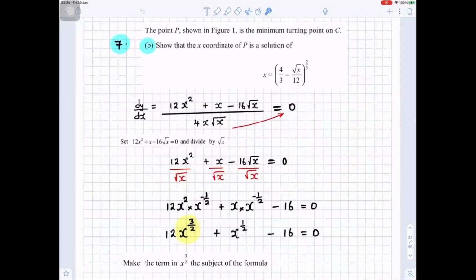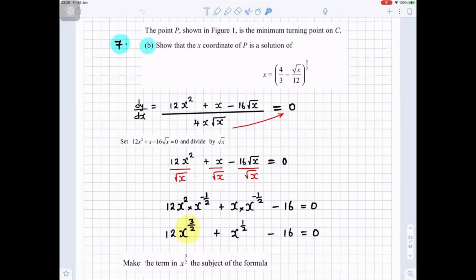So we have got that expression for dy over dx. So what we do is, if we take 4x root x cross multiply over there times 0, that would be 0. So what we want to do, we want to set the numerator equal to 0 and divide by square root of x. So we have 12x squared plus x minus 16 root x, which is that numerator. If we divide everything by square root of x, that will still be 0.